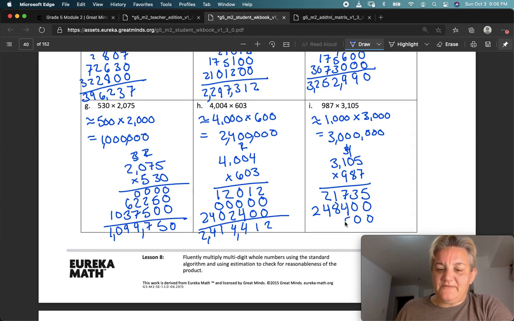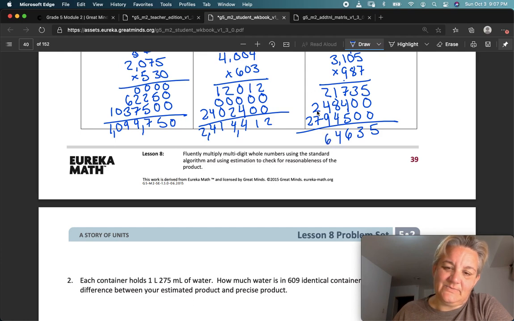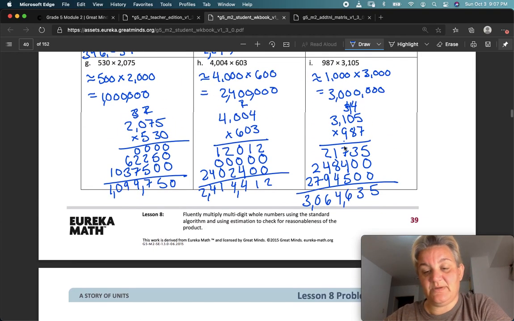Now the hundreds place. 9 times 5 is 45, carry the 4. 9 times 0 is 0, plus 4 is 4. 9 times 1 is 9, and 9 times 3 is 27. And then add all those together, and I get 3 million. What did I say my estimate was? 3 million.